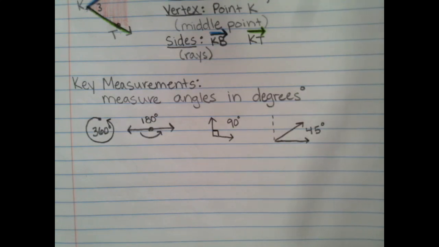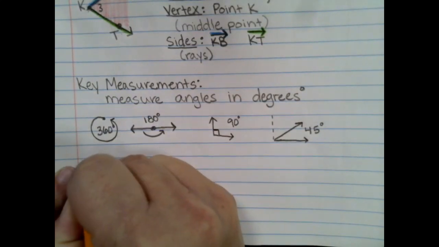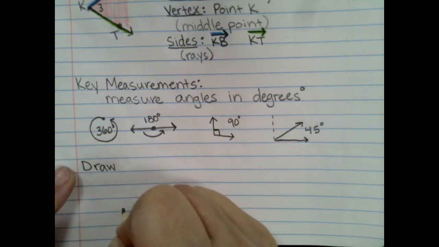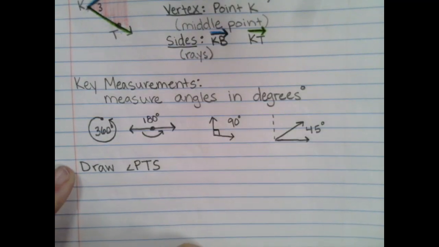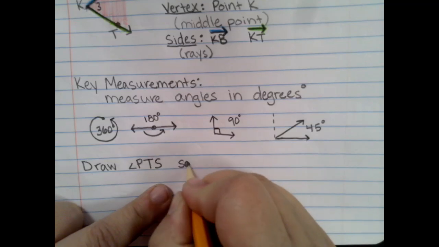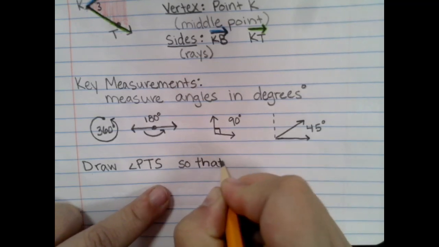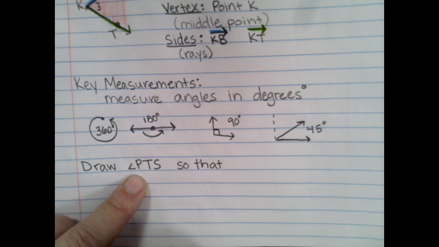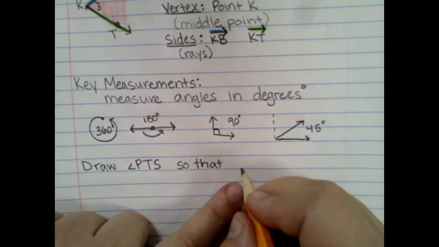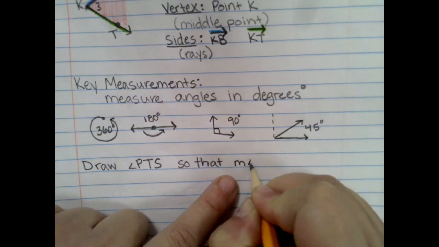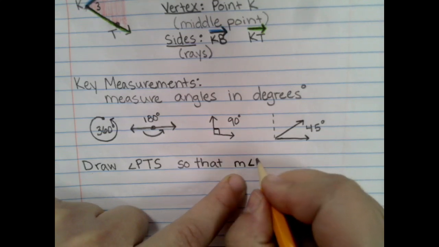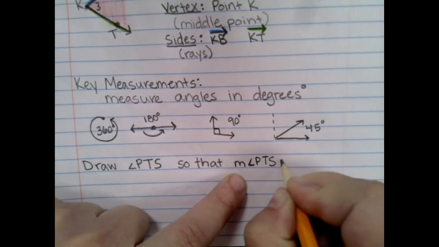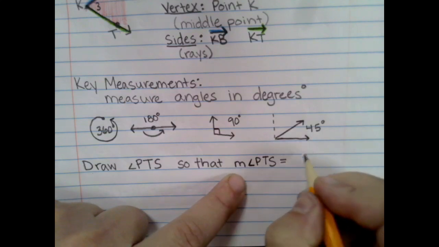All right, we have one more part today, and then we are done with notes. Okay, we're going to draw for today, and then we're going to finish our notes tomorrow. We're going to draw angle PTS. Now, when we measure an angle, this is the name of the angle. When we're actually talking about how many degrees it is, we put a little m in front. So a lowercase m angle PTS equals 78 degrees.